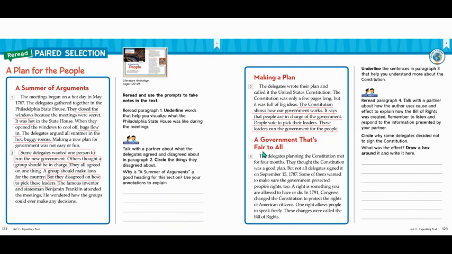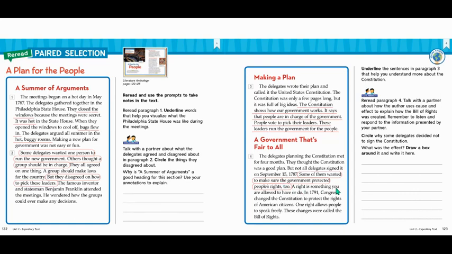A government that's fair to all. The delegates planning the Constitution met for 4 months. They thought the Constitution was a good plan. But not all delegates signed on September 15, 1787. Some of them wanted to make sure the government protected people's rights too. All right, boys and girls, this sentence is the cause. This is explaining what they did. Now we need to look for the effect. So what happened as a result of them not signing?